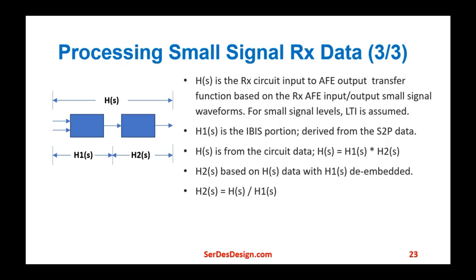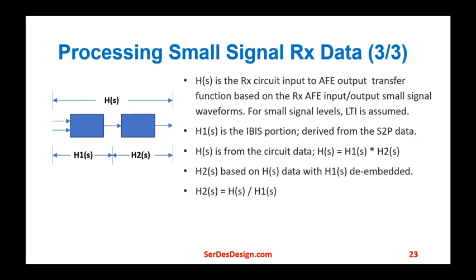This block diagram summarizes the signal processing. H of S represents the receiver circuit input to the CTLE output transfer function. This is based on the receiver CTLE input output waveforms. At small signal levels, this is assumed to be LTI. H1 of S represents the IBIS portion and is derived from the S2P data.